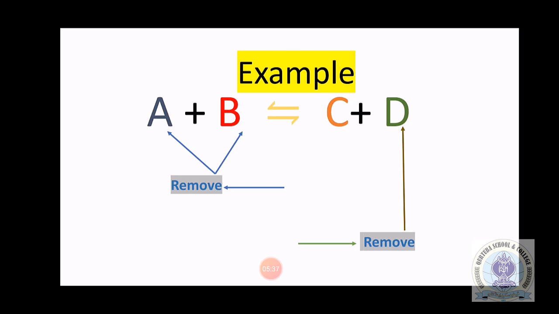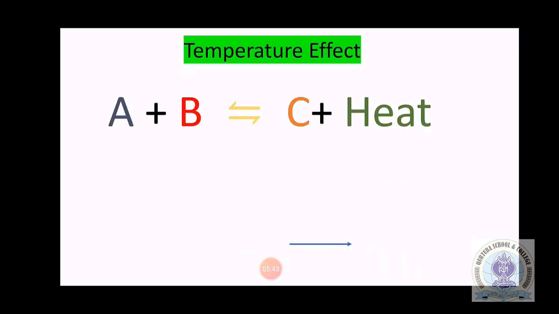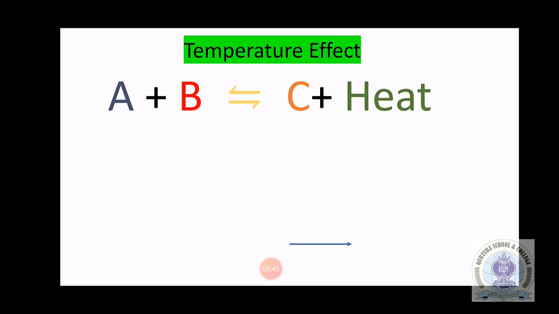Dear students, now it's time to explain the effect of temperature at equilibrium state. Consider this general reaction in which A plus B react and give us C plus heat in a reversible chemical reaction. As I discussed earlier, a reversible chemical reaction consists of two parts. One is the forward reaction, while the second one is the reverse reaction.